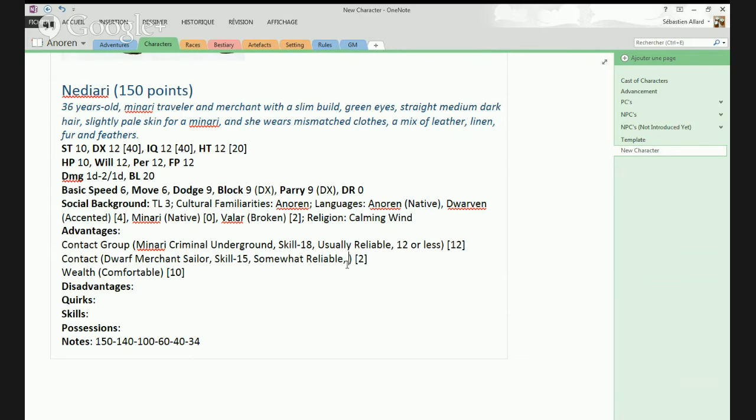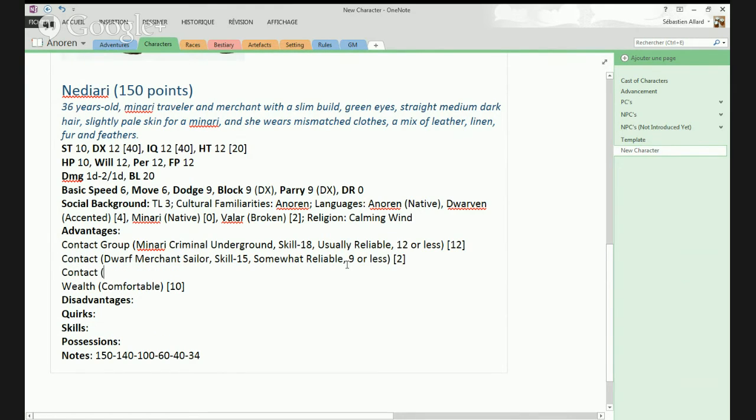And this guy will appear sometimes. So yeah, designed like that. This contact will cost me 2 points. So it's a dwarf merchant sailor, skill 15, somewhat reliable and will appear sometimes.